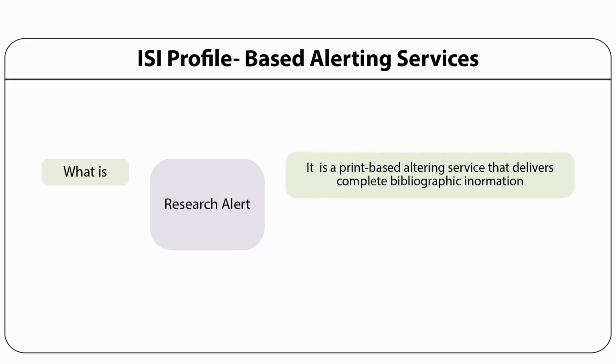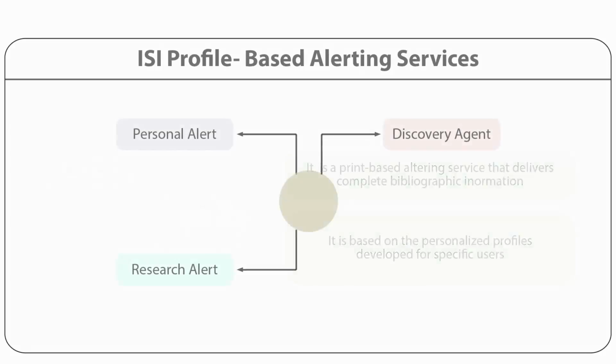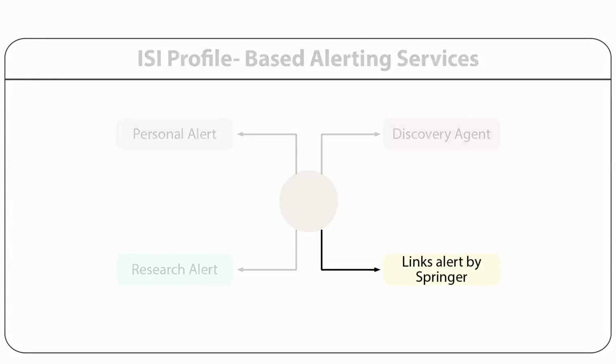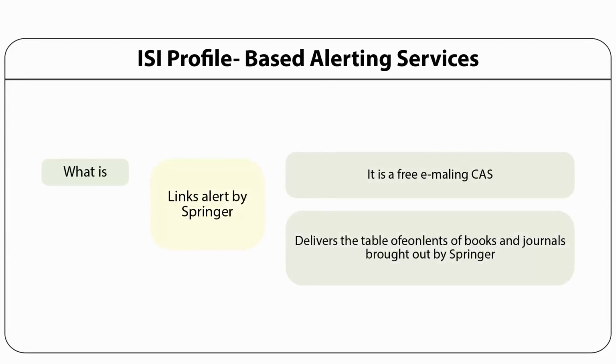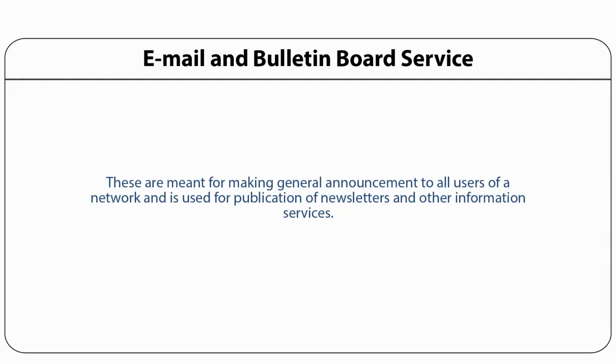Next, research alert. This is a print-based alerting service that delivers a complete visual of information. It is based on the personalized profiles developed for specific users. Then Links Alert by Springer. It is a free emailing current event awareness service that delivers the table of contents of books and journals brought out by Springer. Email and bulletin board service.